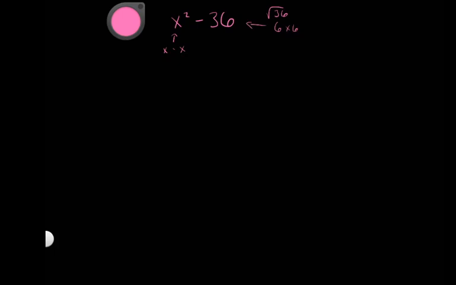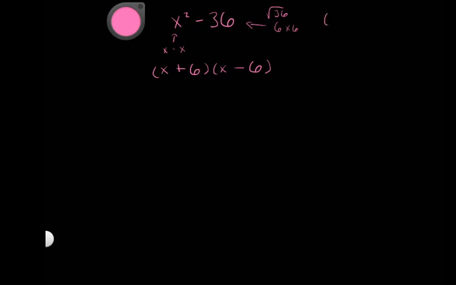So how do we write this answer? We're going to have two binomials. Both of them have an x in them. Now, if 6 times 6 gives us our 36, remember we have to pay attention to this negative. That means one of these 6's is positive, and one of these 6's is negative. So our answer would be x plus 6, x minus 6. And that's our answer. We can check it over here.